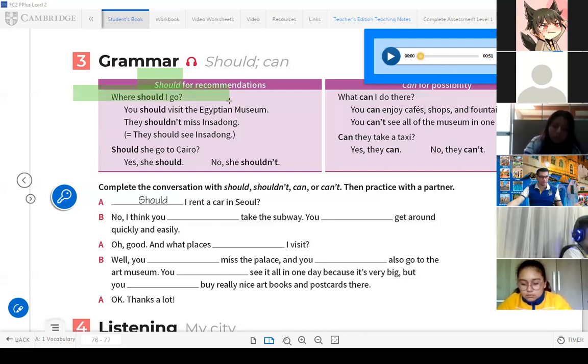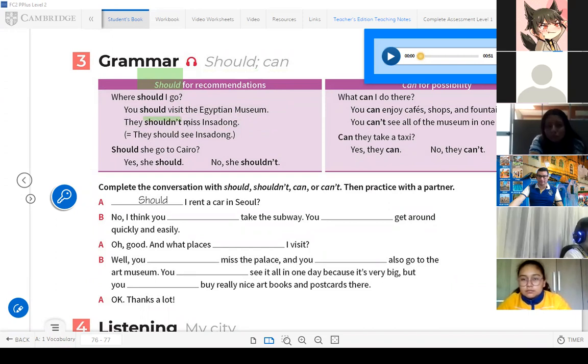Pido algunas recomendaciones. Entonces dice, I'm traveling to Tingo María. Voy a ir a Tingo María. Where should I go or what should I visit? ¿Qué debería visitar? ¿Qué debería conocer? And there it is, should. Recommendation. Para dar o pedir recomendaciones. Here you have the recommendation. You should visit. Deberías visitar. You should visit the Egyptian Museum. They shouldn't miss Insadong, right?